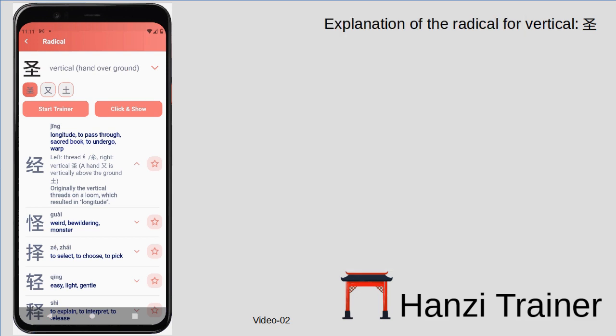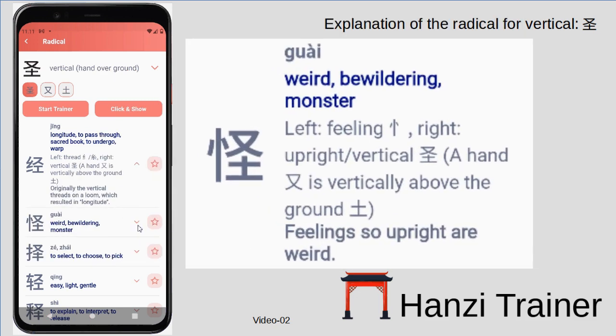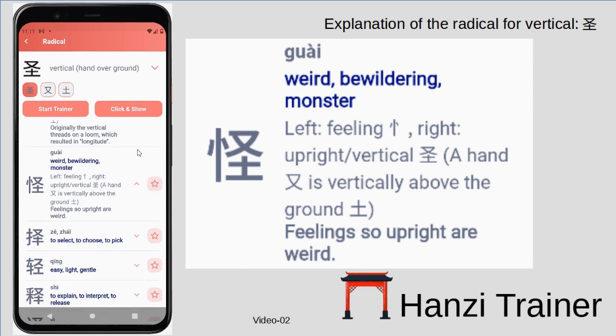The second entry in this list has the pronunciation 怪、 and the meaning weird, bewildering. The explanation text tells me that this is a composition of left the character for feeling and right the character for vertical. And the memory phrase for this is feelings so upright are weird. Once again, the combination of feeling and vertical in combination means to be weird.